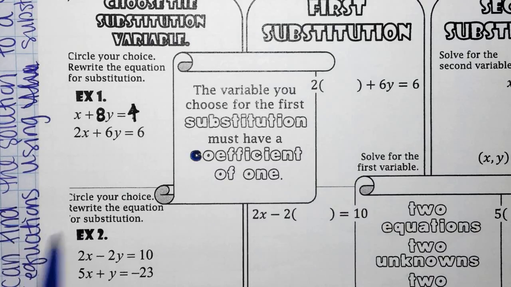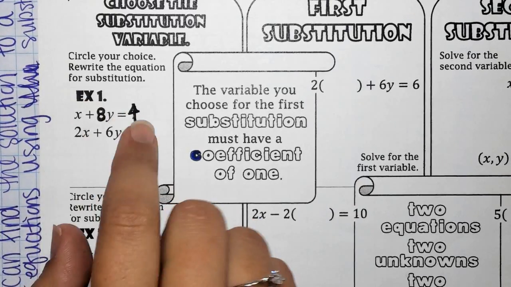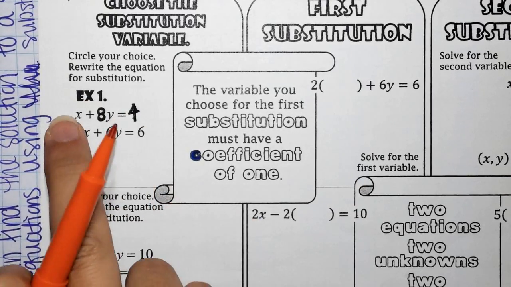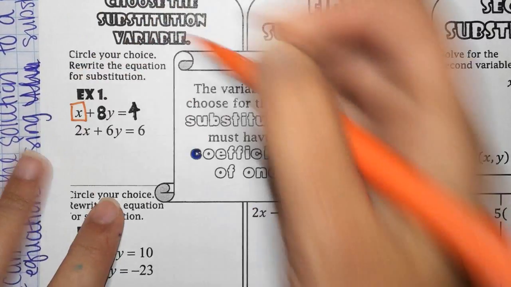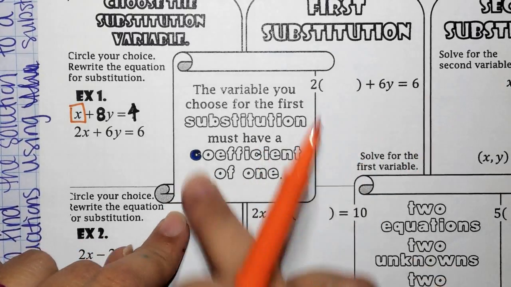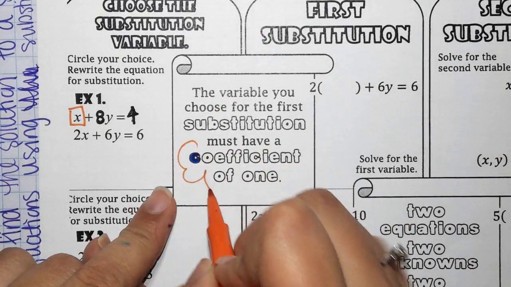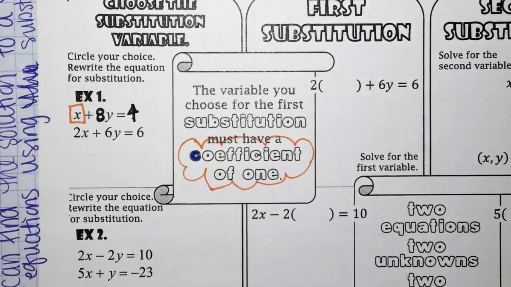Thank you. So we don't have a variable by itself yet, and that's usually what we look for when we're using substitution. But we can solve this first one, and do you guys think we should solve for x or for y? For x. Because we look for the one that has the coefficient of 1. Does everybody see what it says? The coefficient of 1. That's what we look for.